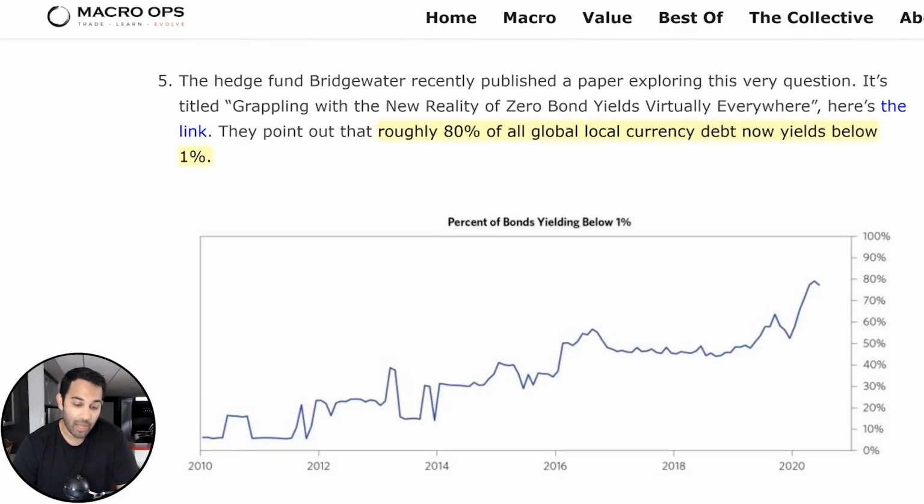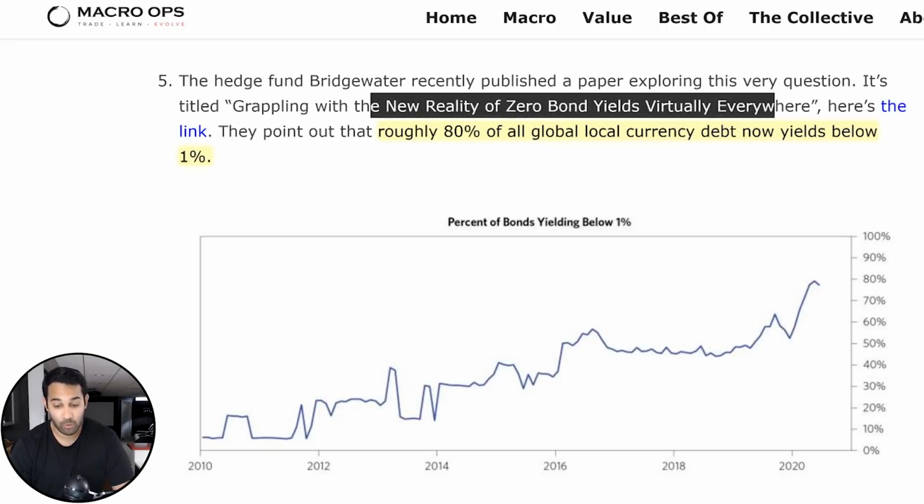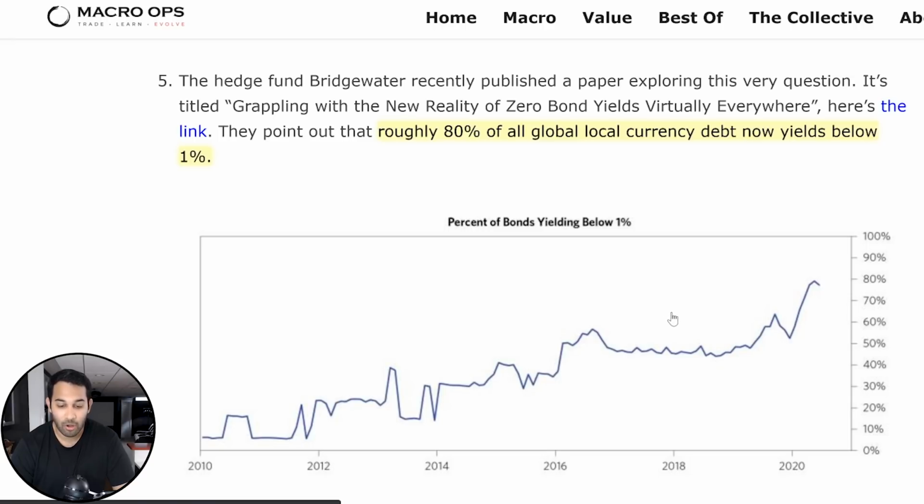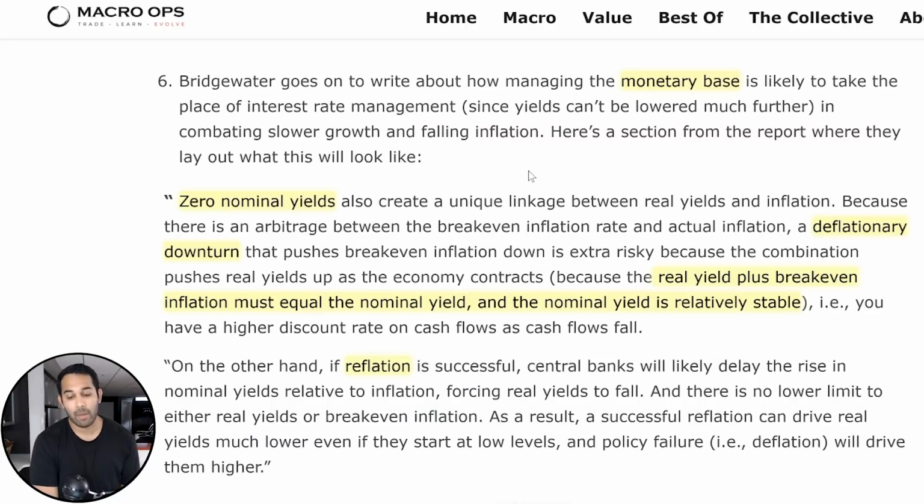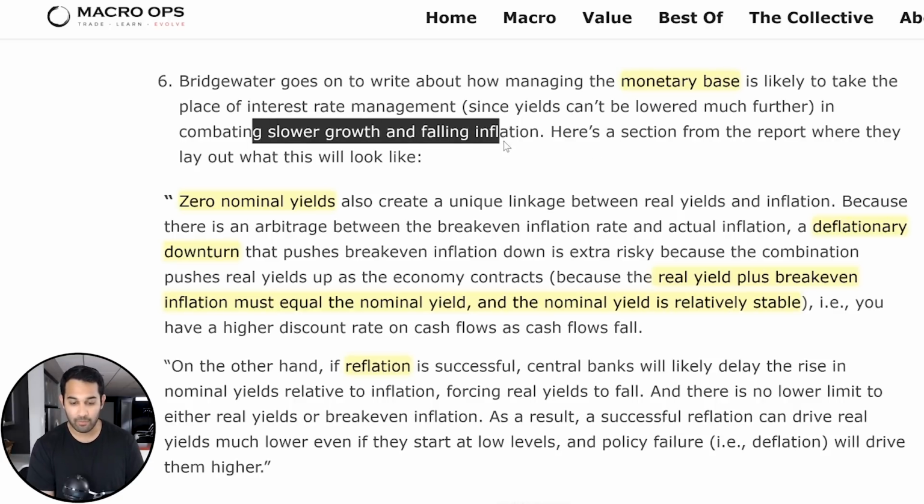Well, Bridgewater, Ray Dalio, and his friends, they published a paper exploring this question, grappling with the new reality of zero bond yields virtually everywhere. They pointed out that roughly 80% of all global local currency debt now yields below 1%. It's crazy. And in that paper, they explained that managing the monetary base is likely to take the place of interest rate management because yields can't fall any lower. So just keep pumping money. And Printer Powell is great at that. But that's what they're going to use to fight slower growth and falling inflation.